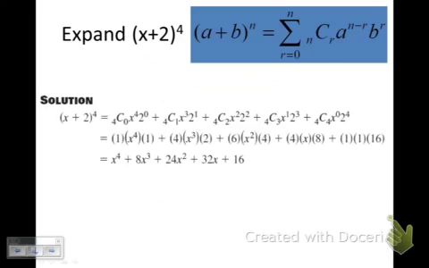Looking at another example. Now I've got x plus 2 to the 4th. So 4 would be my n. So I start with 4 choose 0. Then I go 4 choose 1, 4 choose 2, 4 choose 3, 4 choose 4.